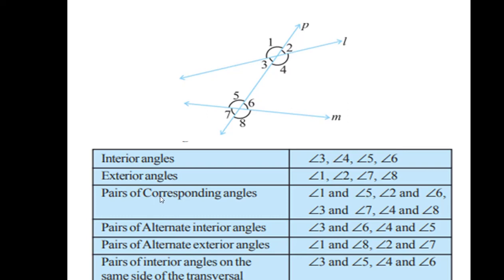Then pairs of interior angles on the same side of the transversal. So 3 and 5. They are inside the two lines and on the same side of the transversal. Both are to the left of the transversal. Then 4 and 6, they are to the right of the transversal and interior.